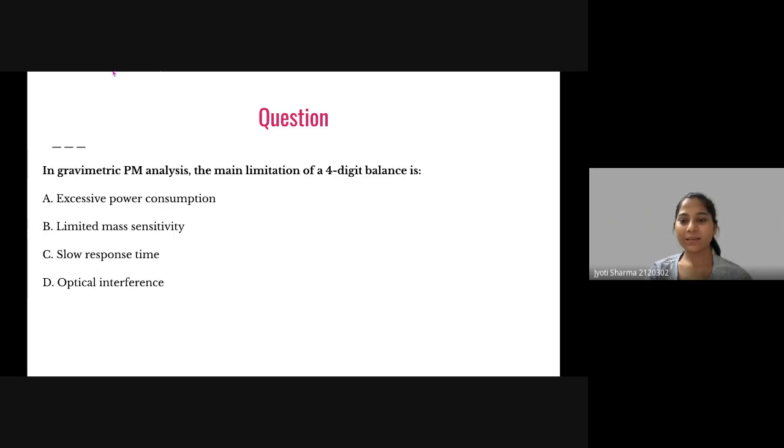Okay, I think this is a simple question. In gravimetric particulate matter analysis, the main limitation of a 4-digit balance is: excessive power consumption, limited mass sensitivity, slow response time, optical interference.